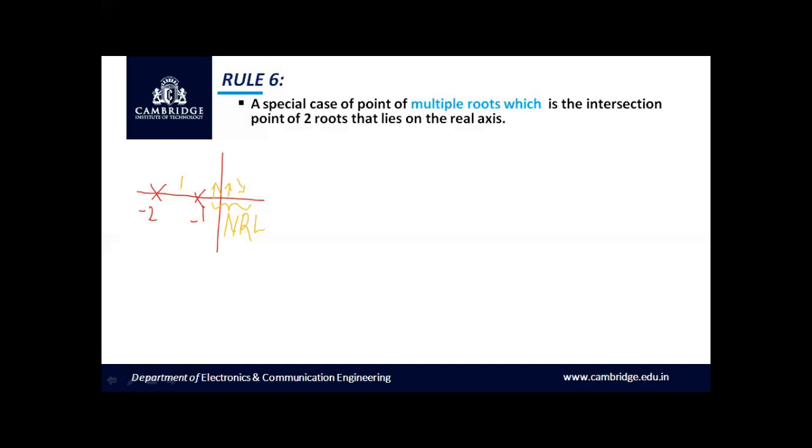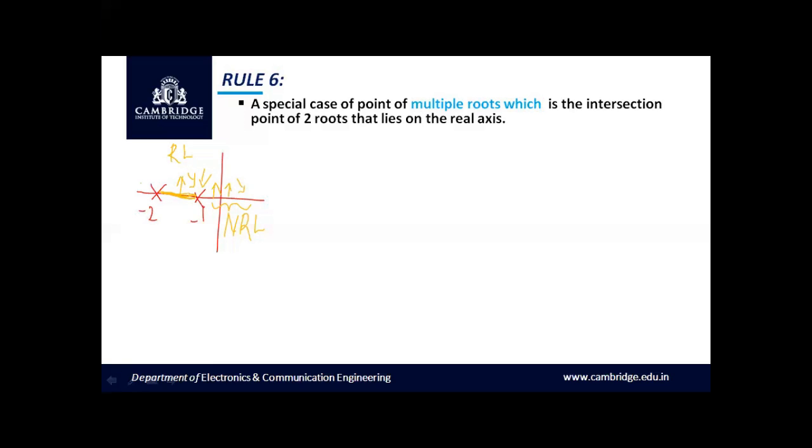Now let me take a point exactly in this place and let us look towards the right side. Now you are able to see one pole towards the right. Hence, a root locus exists towards the left of an odd numbered pole. Hence, root locus exists between -2 and -1. Let me write it as RL.